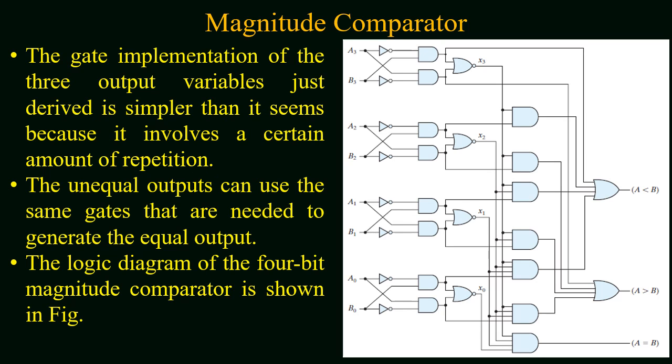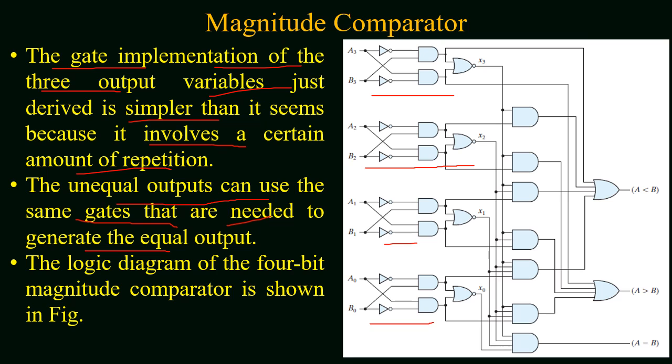Now the figure represents the gate implementation of the three output variables just derived. It is simpler than it seems because it involves a certain amount of repetition. The unequal outputs can use the same gates that are needed to generate the equal output. Here, the exclusive NOR gate is not used directly; the same operation of the exclusive NOR gate is implemented in the form of the equation. And the portion of this equation in the gate implementation is used in the calculation of the unequal cases. The logic diagram of the 4-bit magnitude comparator is shown in the figure.